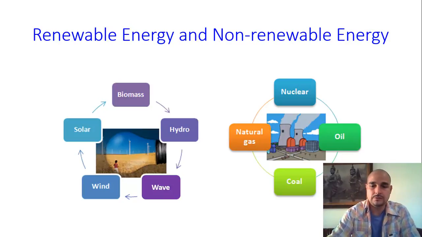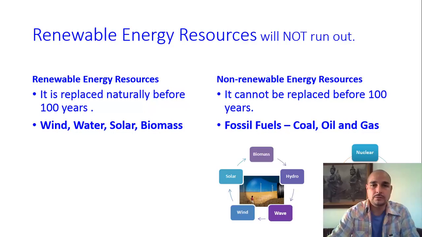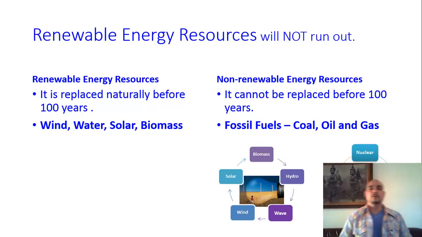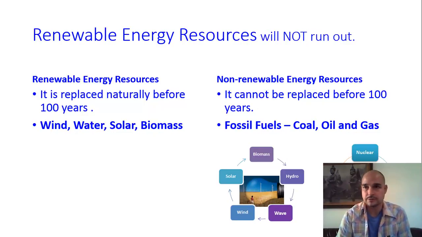So just a little bit first about differences and definitions of renewable energy and non-renewable energy. So renewable energy resources will not run out. They can be replaced naturally before 100 years. So we talk a lot about within our lifetimes. And the most common types that we have today are wind power, water power, solar power, and biomass.